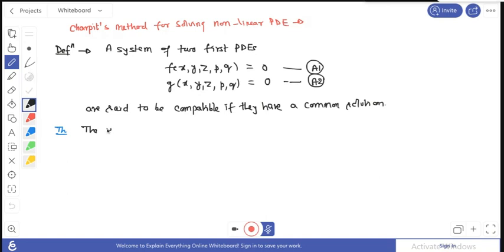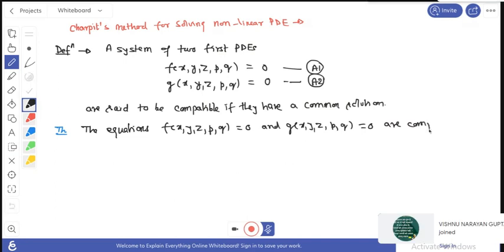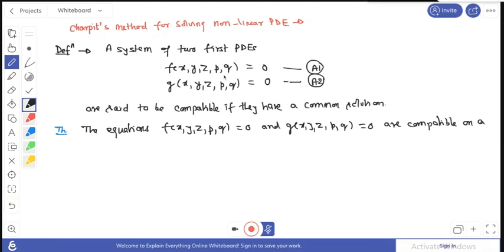Okay, so the equations, if we have equations a1 and a2, which are defined by f equals 0 and g equals 0, these equations are compatible on a certain domain. Okay, so suppose we write a domain D, on a domain D, if this satisfies two conditions.